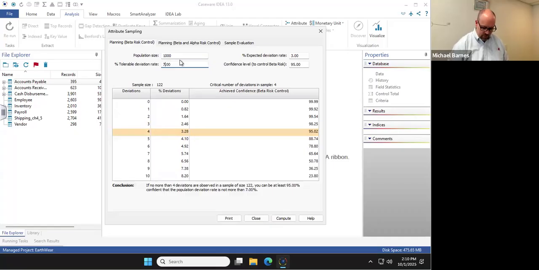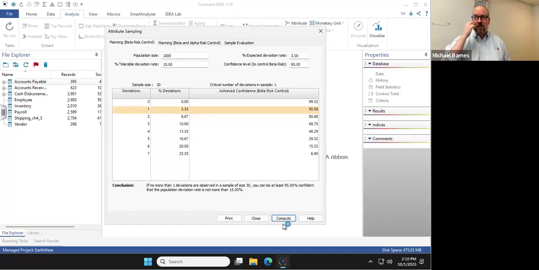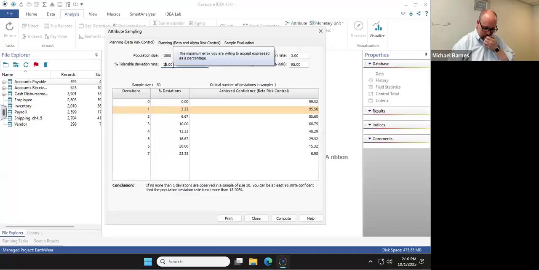All right. What if I make this 15%? What's going to happen to my sample size now? Make real small. Yeah, 30. Wow, that's the top sample I want. Less work for me. All right, let's see. 8%.